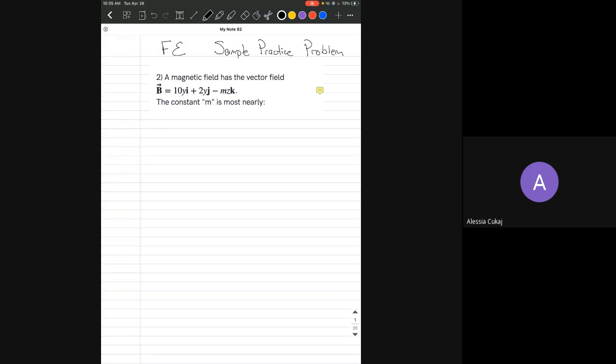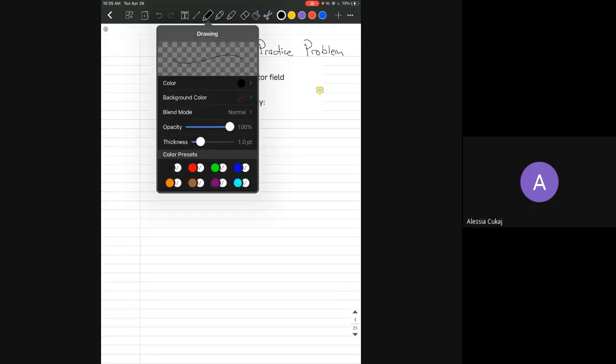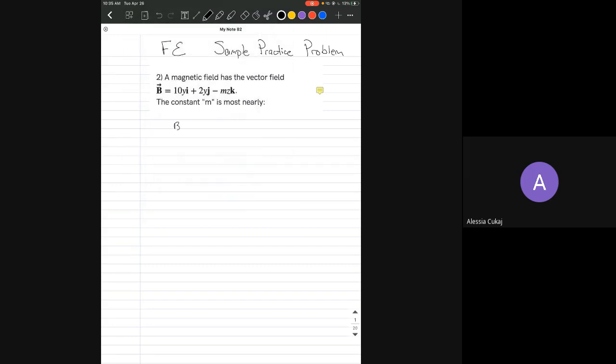So for this problem, let me just rewrite this here. B equals 10yi plus 2yj minus mzk. Okay, awesome. So we're trying to find this m. First, we're going to calculate the divergence using Maxwell's equation, divergence of B. That expression should be set to 0.